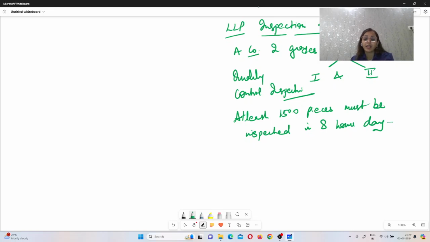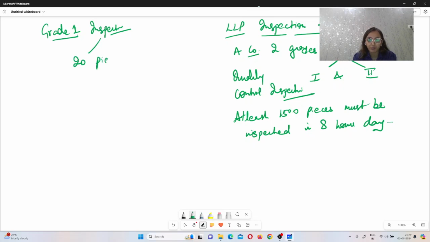The second point they are telling you is about grade 1. We have been given two grades, 1 and 2. A grade 1 inspector can check at least 20 pieces in 1 hour. And if they are checking 20 pieces, then we have to talk about the accuracy, and the accuracy rate is 96%.